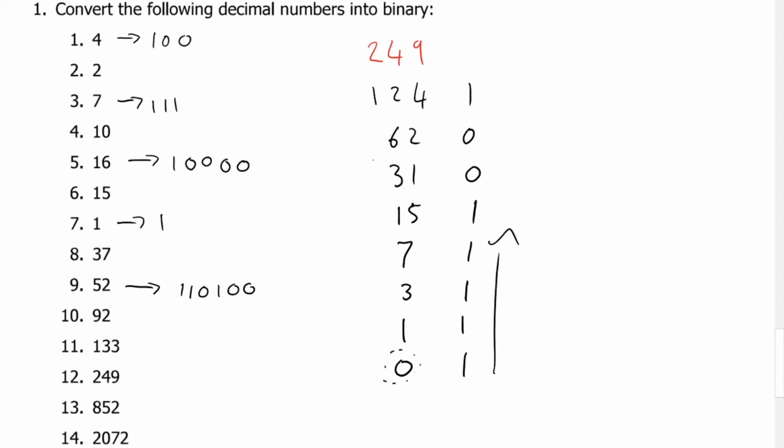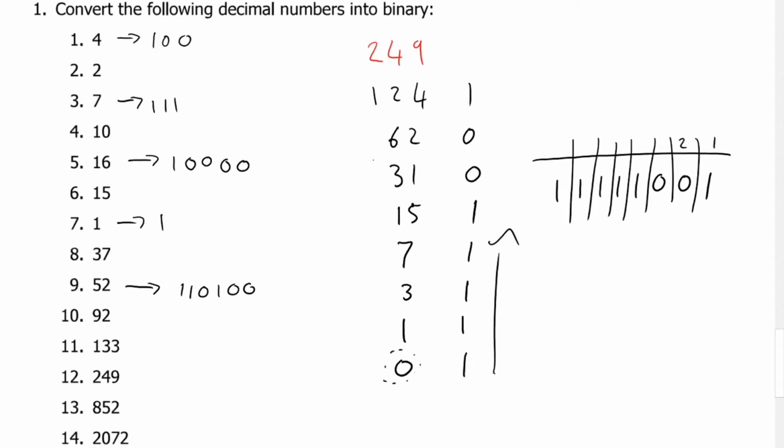So we have 1, 1, 1, 1, 1, 0, 0, 1. So 249 in decimal is 1, 1, 1, 1, 1, 0, 0, 1 in binary. We can convert that back.